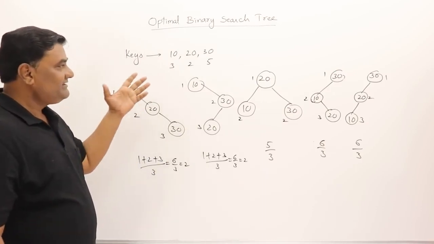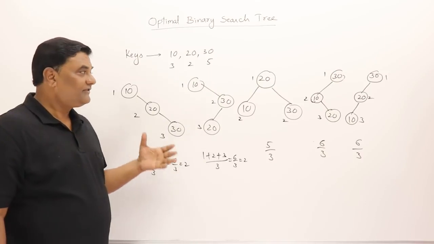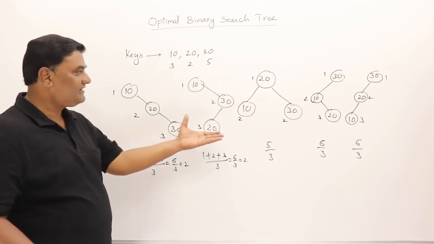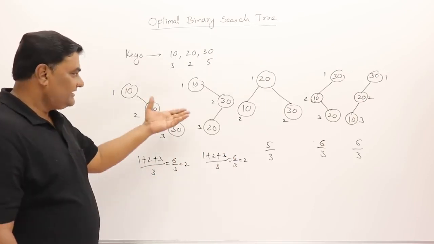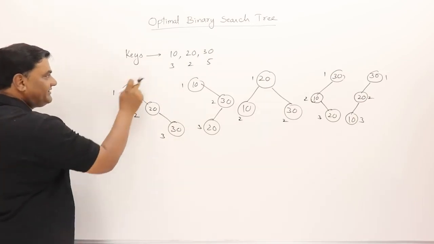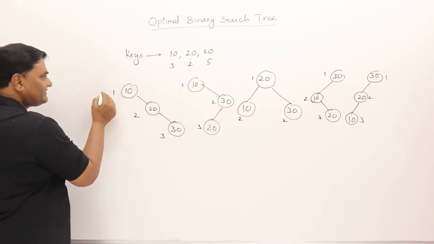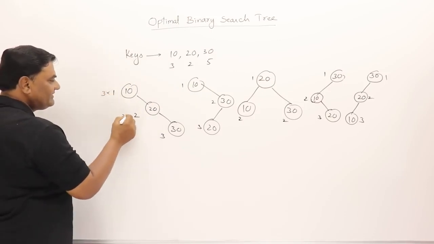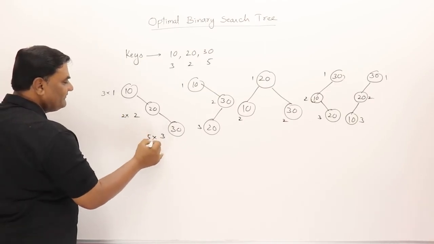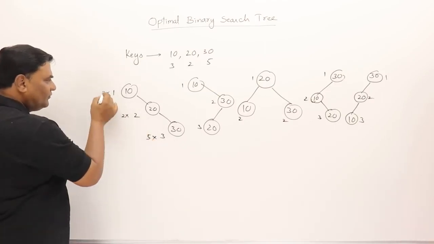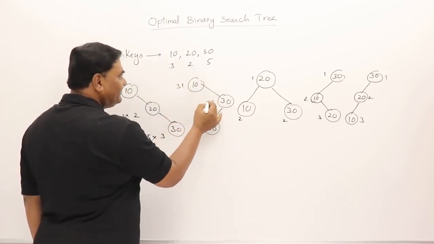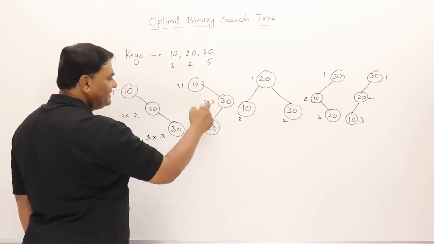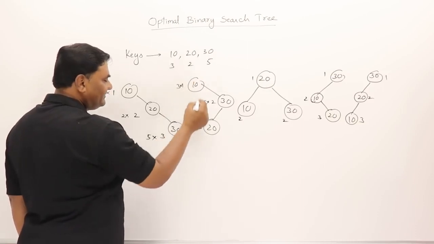Then if the frequencies are defined for each key, what will be the cost? I want to know which tree organization will be optimal or better. So let us check them. The number of comparisons required for this one is 1, but its frequency is 3, and this frequency is 2, and this frequency is 5. So how much will this be? 15 plus 4 plus 3, 18. And this is 3 and this is 2, this is 5 and this is 2. So this is 10 plus 6 plus 3.